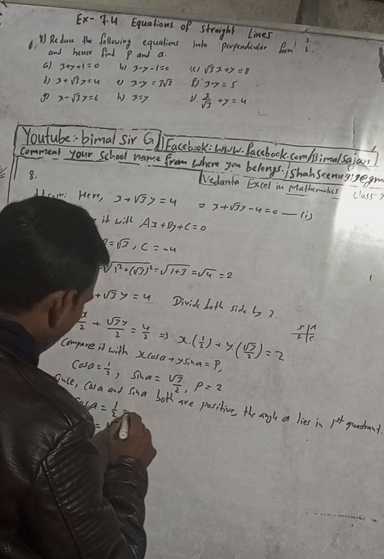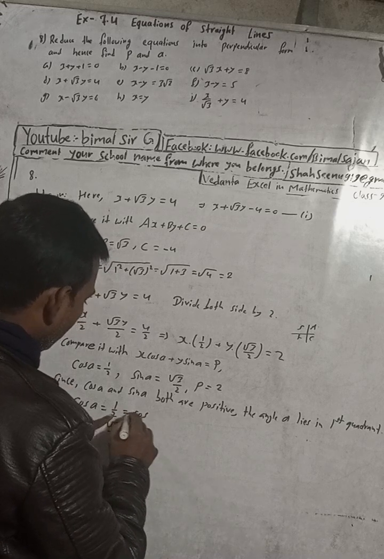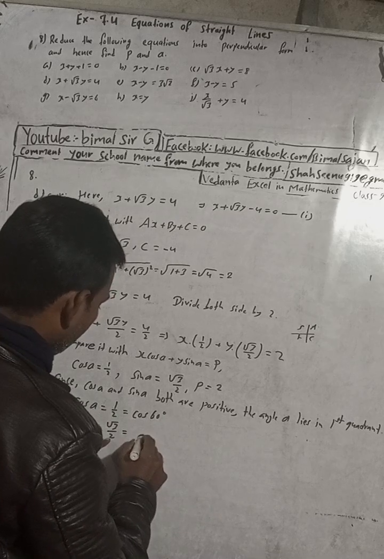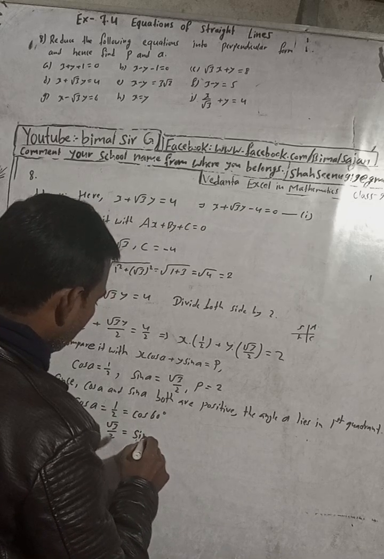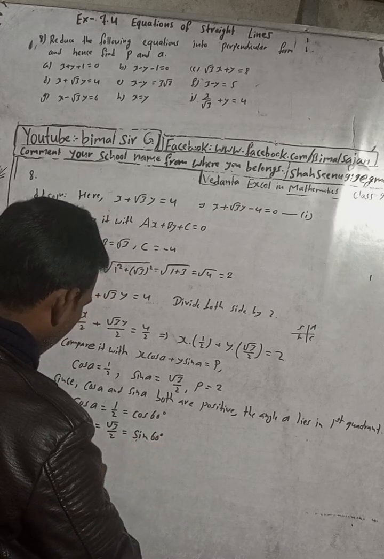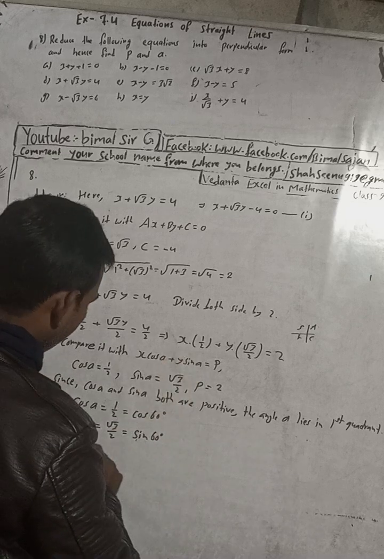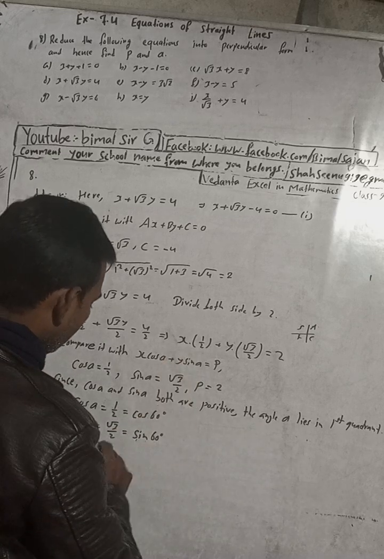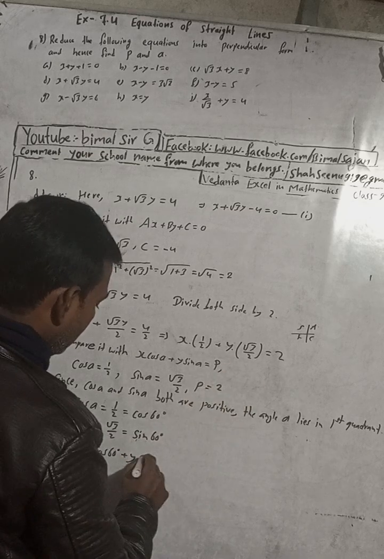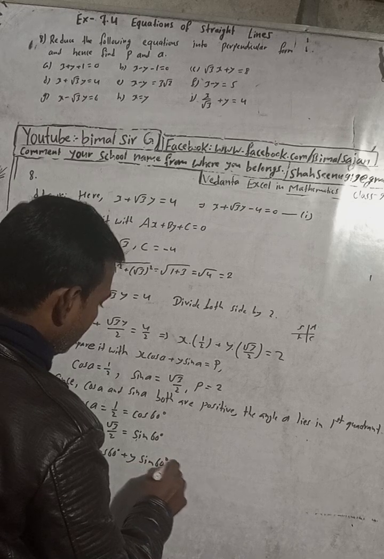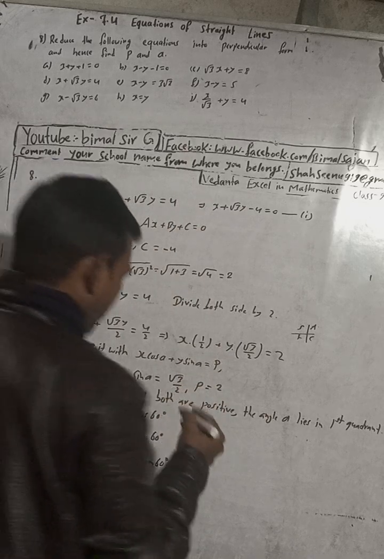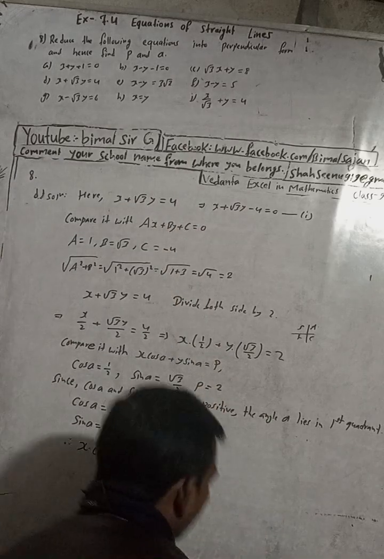Now cos alpha, this 1 by 2 value will be at cos 60 degree. And sin alpha, root 3 by 2, is sin 60 degree. Therefore this equation can be written as x cos 60 degree plus y sin 60 degree is equal to 2. This is the required equation in perpendicular form.